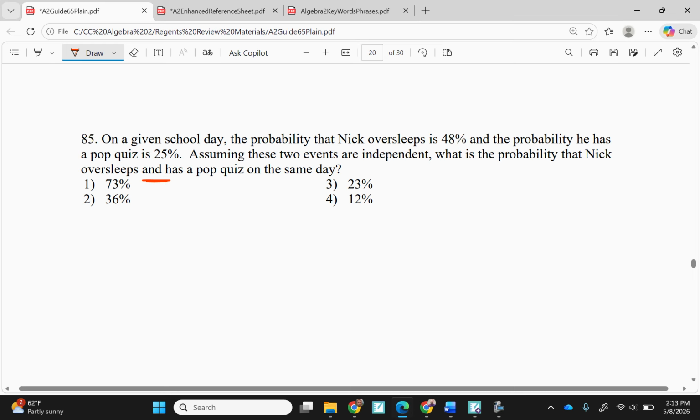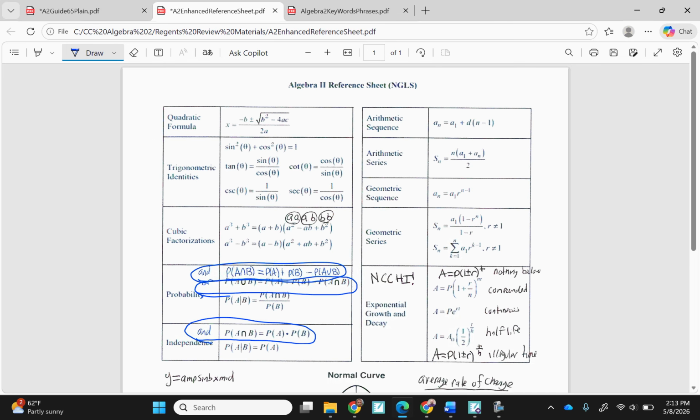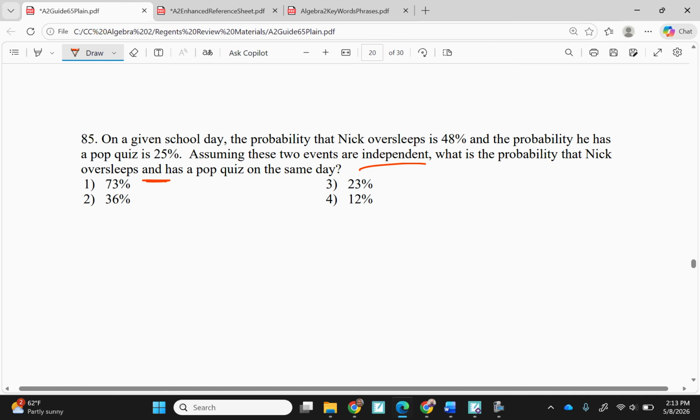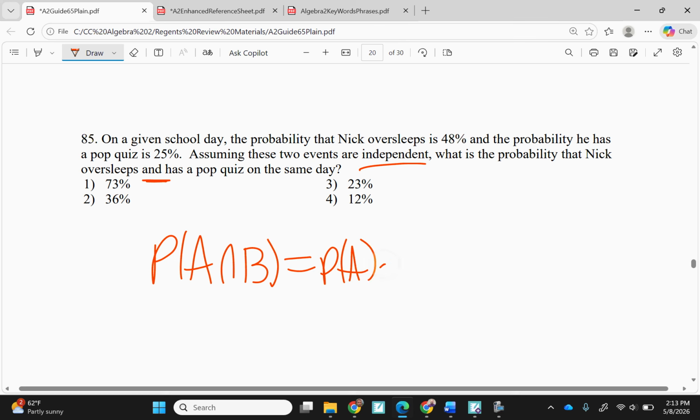If I see "and" that's asking for, and it says they're independent, then I use my "and" independent formula. P of A and B equals P of A times P of B. So it's asking for P of A and B.